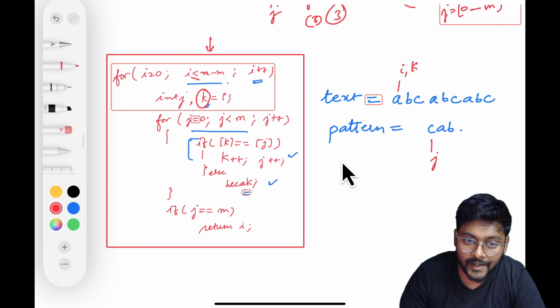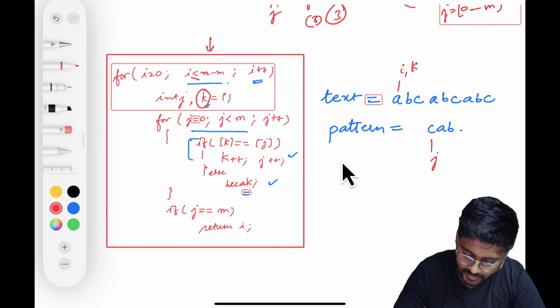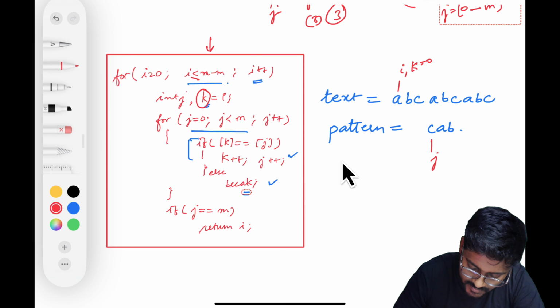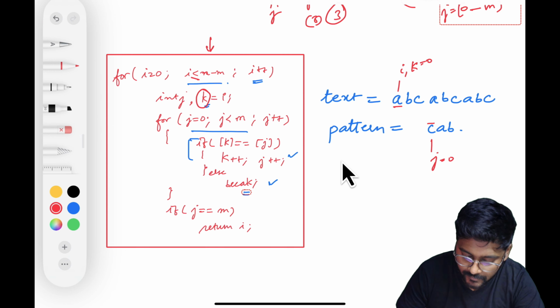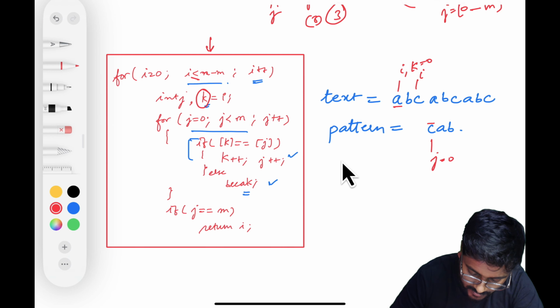Because the next iteration is going to start from i plus 1, I don't want to disturb my i. Both are at 0, i is also at 0. If k and j are not the same, then break it. Breaking means incrementing i, and k is also initialized with i.